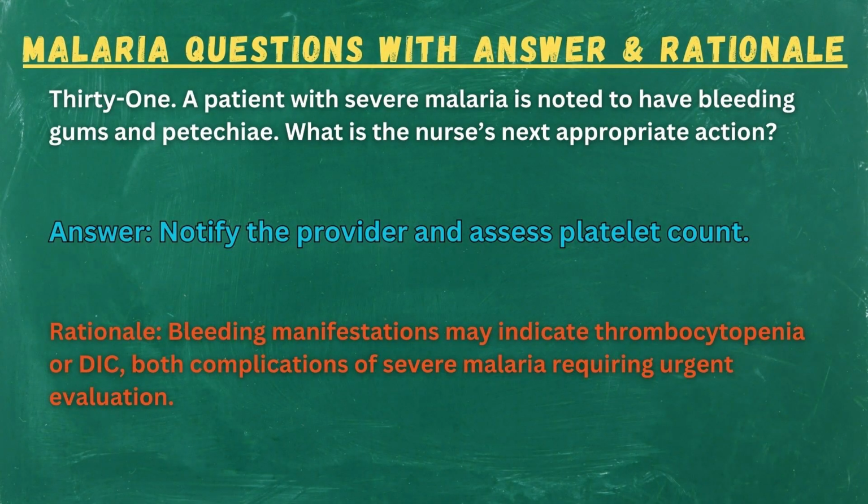31. A patient with severe malaria is noted to have bleeding gums and petechiae. What is the nurse's next appropriate action? Answer: Notify the provider and assess platelet count. Rationale: Bleeding manifestations may indicate thrombocytopenia or DIC, both complications of severe malaria requiring urgent evaluation.